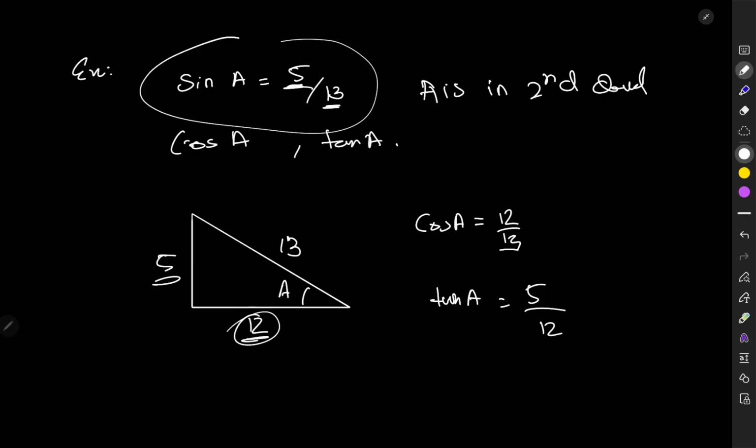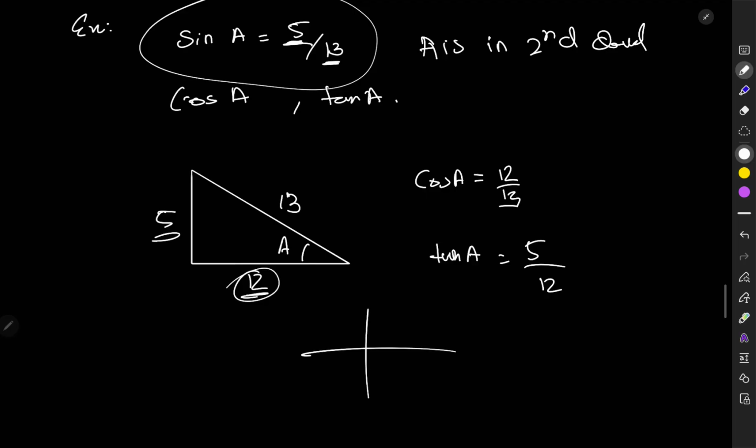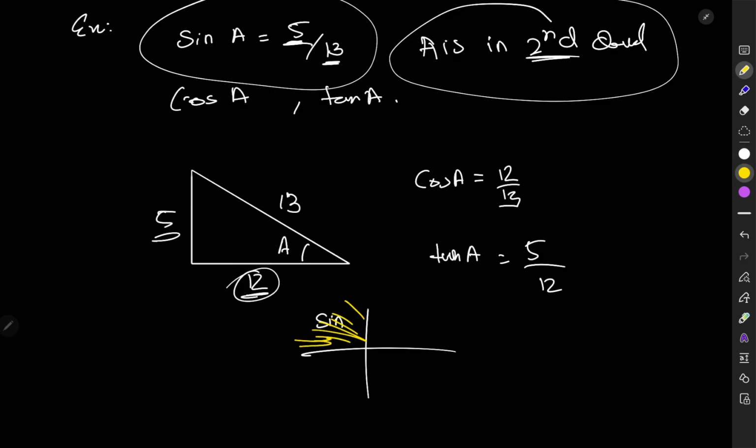But we haven't completed the question yet because we didn't know the sign, positive or negative. That's why this ASTC rule comes into play. We have mentioned that it is in the second quadrant where sine is positive. But cos and tan are negative, so I will put a negative sign, and these will be the answers.